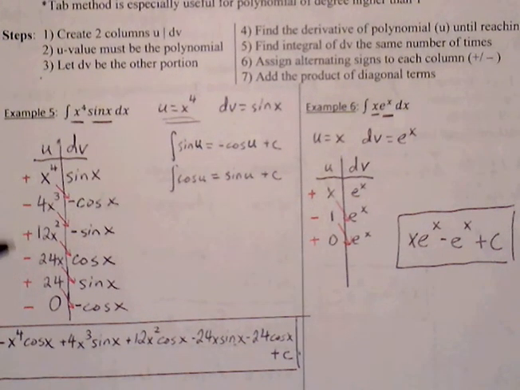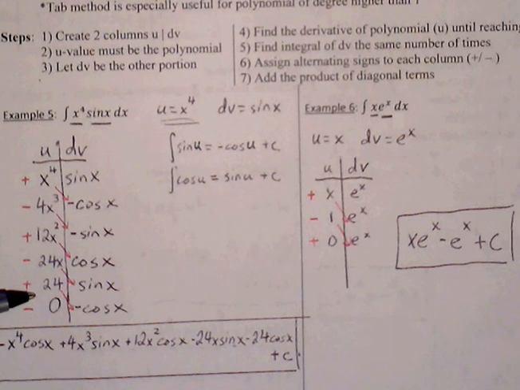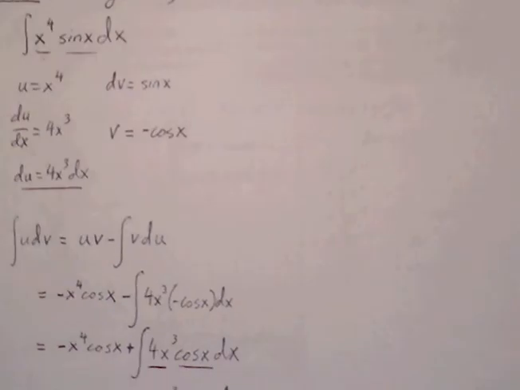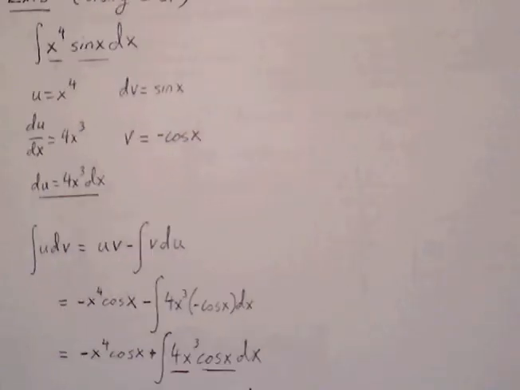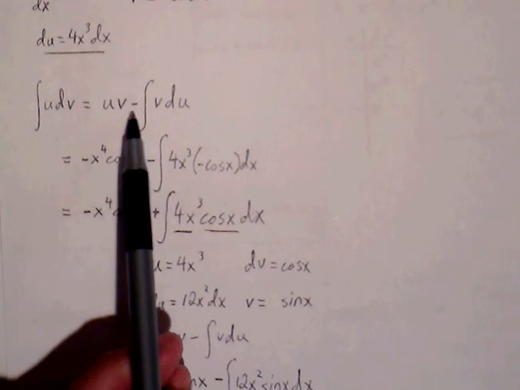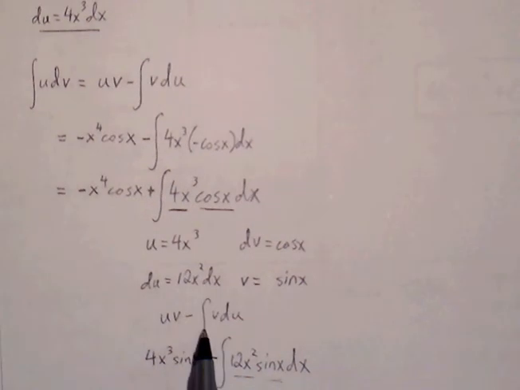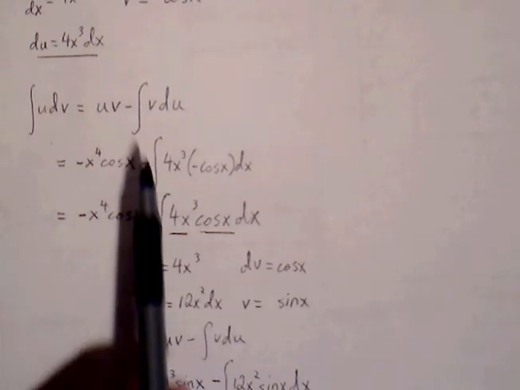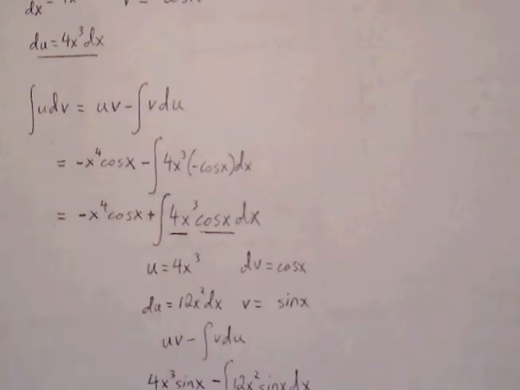Okay, the reason why we have alternating signs is because we are stepping through integration by parts multiple times. And each time we step through integration by parts, the formula is going to call for a minus integral of v du. So this minus sign here is going to keep changing the sign of our product.